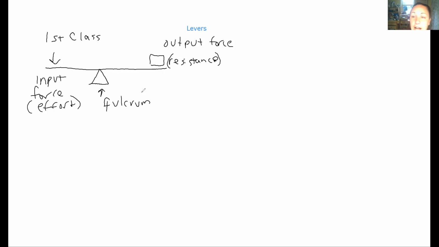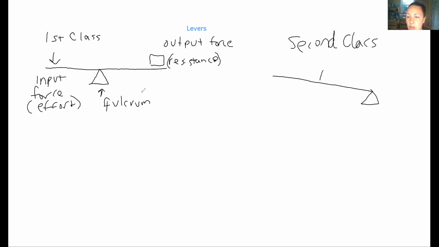Okay, so for a second class, you have, let's say this is your rod. Your fulcrum is at one end, your load is in the middle, and then your effort force is being lifted up. So instead of pushing down, like we saw, your input force or your effort was pushing down in your first class to lift. This time, our input or our effort force is being lifted up in order to move something over a distance. So this now is our input force, which is the effort.